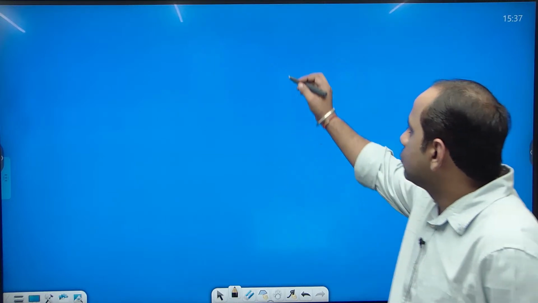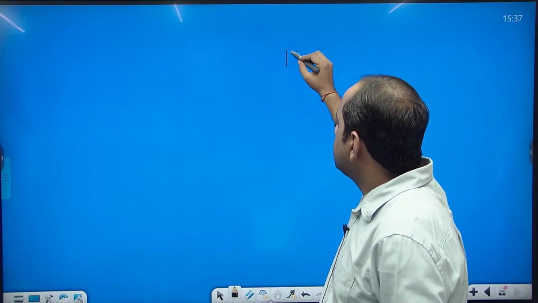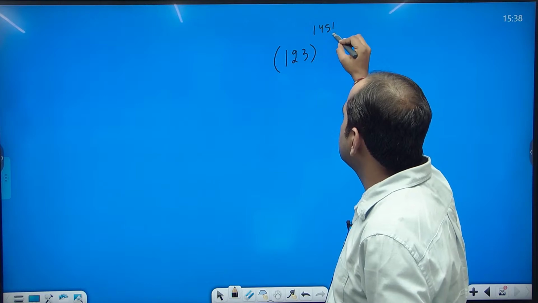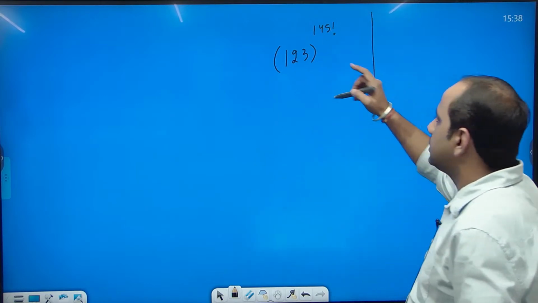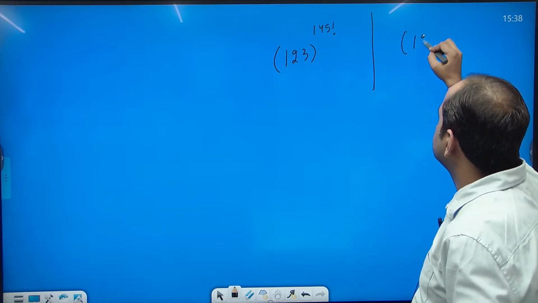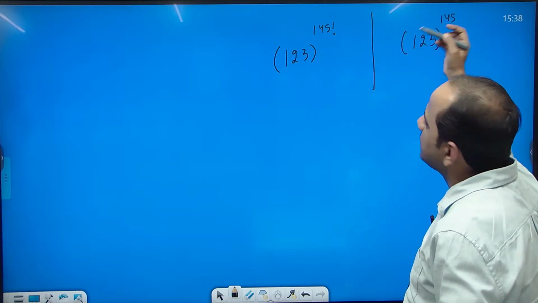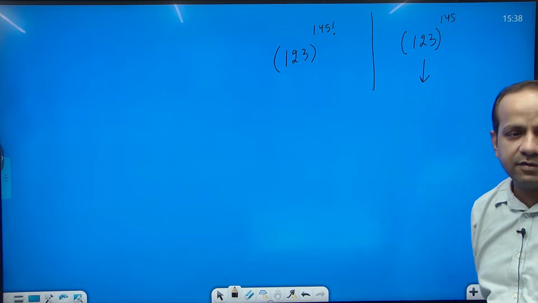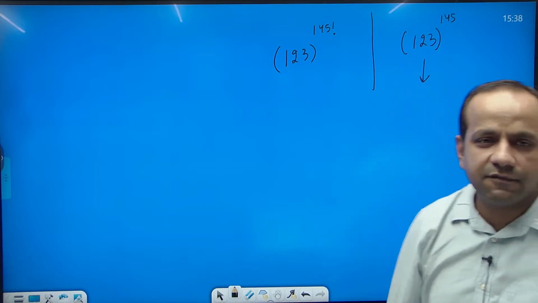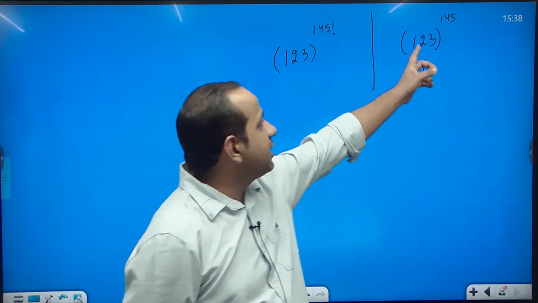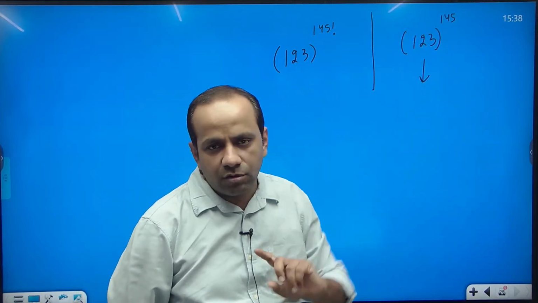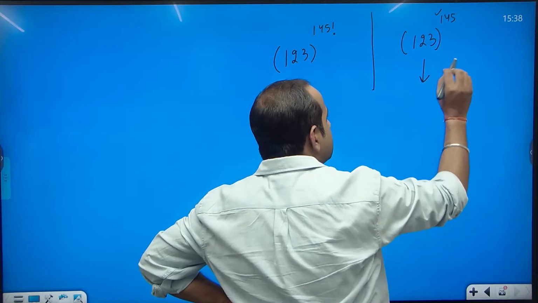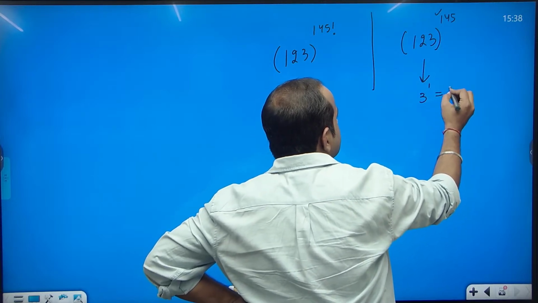Now see that question. The question was 123 raised to the power of a value like 145 factorial. One question is 123 raised to the power 145 factorial, and another question is 123 raised to the power 145. Let's understand the difference between these two questions. For 123 raised to the power 145, first we check the base. Which category does it belong to, first, second or third? Third category. So we divide the power, 145 divided by 4 gives remainder 1. So the unit digit will be 3 to the power 1. Your answer is 3.